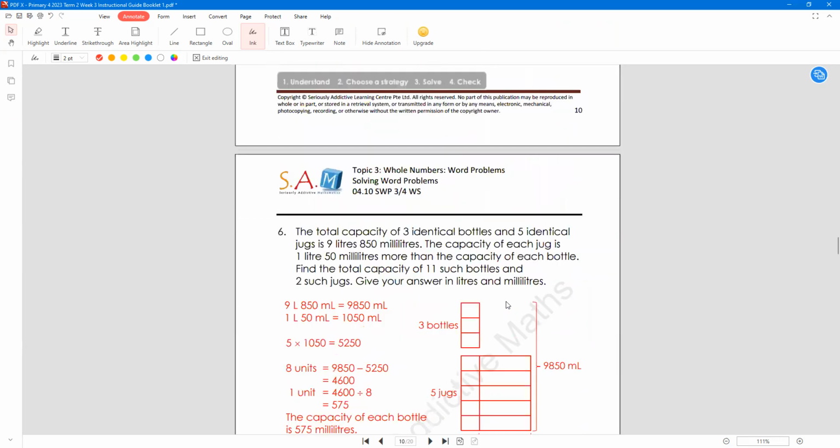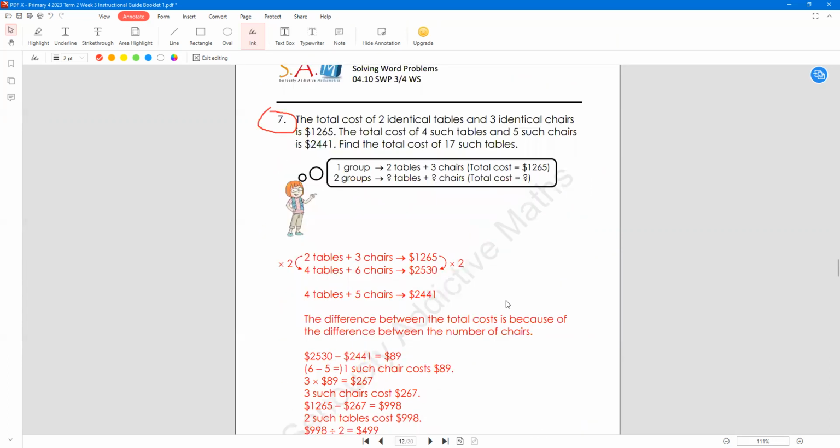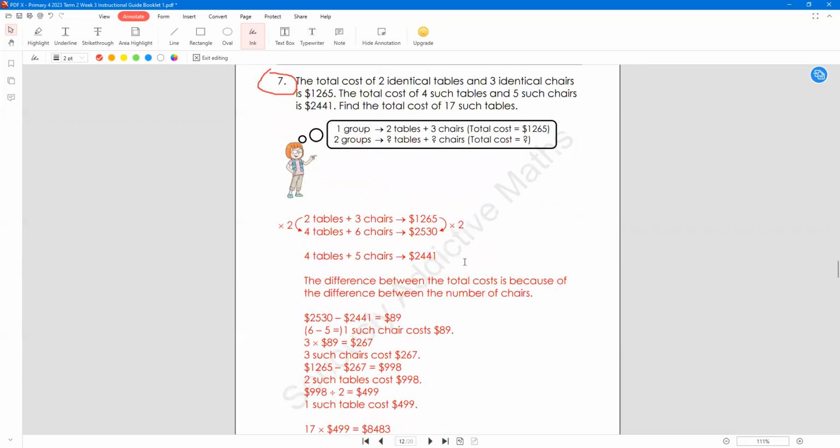Other questions to demonstrate is 7. Okay, I believe this method, they have not learned it before. So the idea is to come up with some kind of an equation, and then remove one of the variables. Either you remove the chairs or you remove the tables. In this case, you have 2 tables plus 3 chairs is 1265. That's the first condition. And then the second condition is 4 tables plus 5 chairs equals 2441.